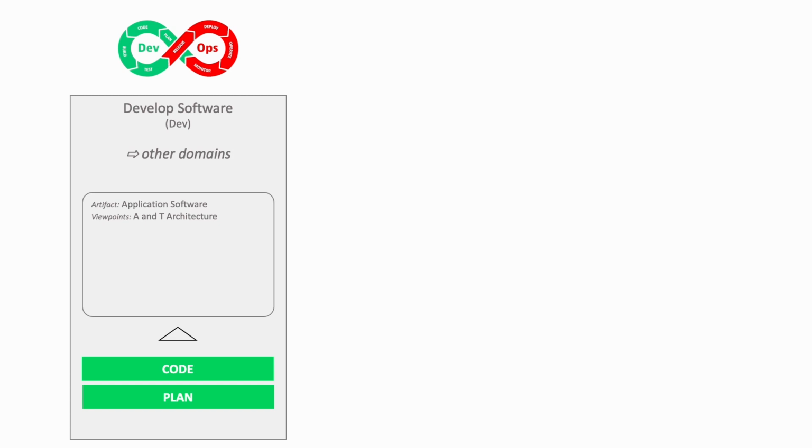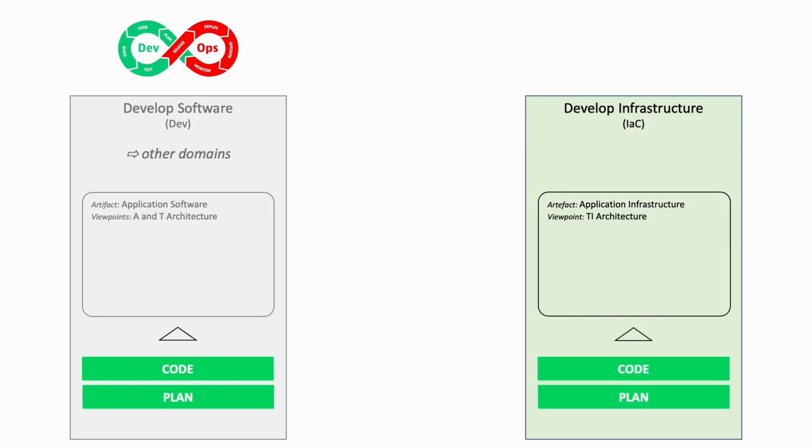For the infrastructure and operations domain considered here, the first important insight is that application infrastructure is nowadays developed in the same way as software. Keyword infrastructure as code. This means that modern infrastructure development is an analogous and parallel engineering discipline to the development of software, with analogous subtasks of analysis and design, that is plan, and implementation, that is code. The artifact around which everything revolves is not the application software, but the application infrastructure, or, with reference to the architectural views or viewpoints, the TI architecture.